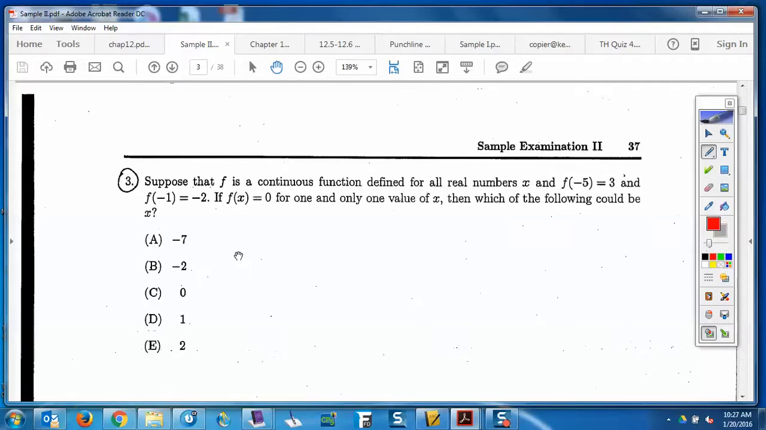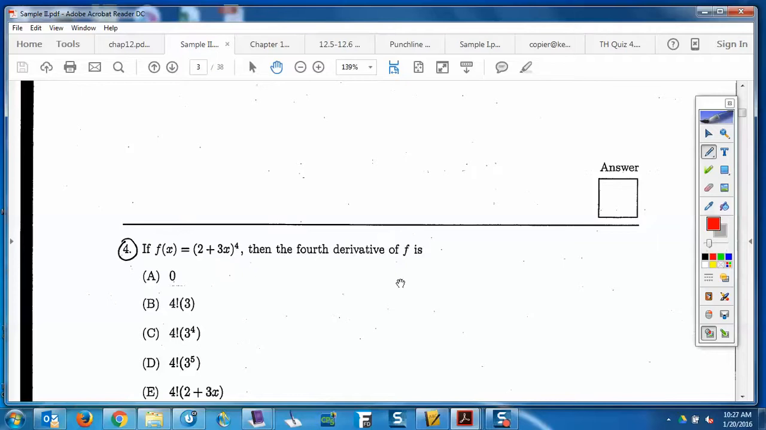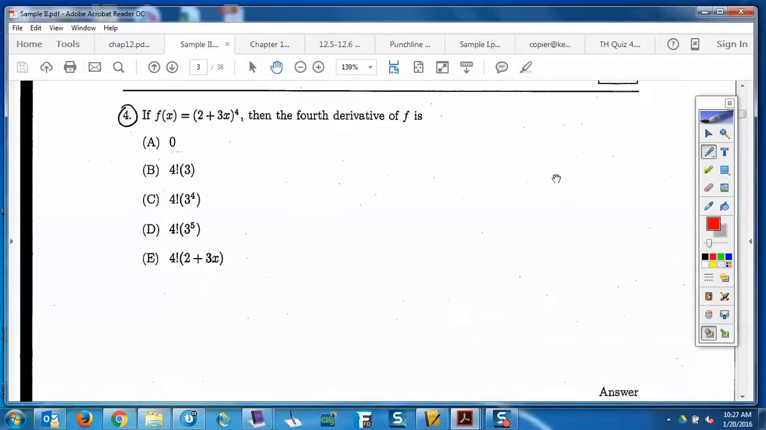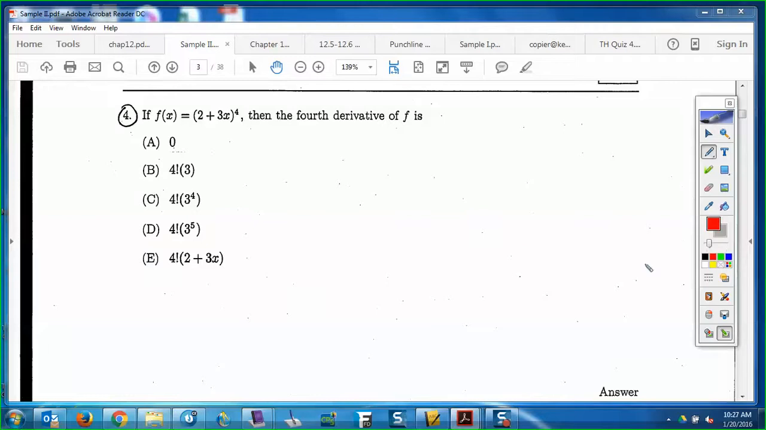4. If f of x equals this, then the fourth derivative is, there's an interesting little symbol. What is 4 exclamation point? Factorial, which is 4 times 3 times 2 times 1. Right? Okay, so we've got to know that. Now, I look at those answers, and it makes me think, okay, there's some sort of pattern. I definitely don't want to FOIL this all out and do any of that, right?